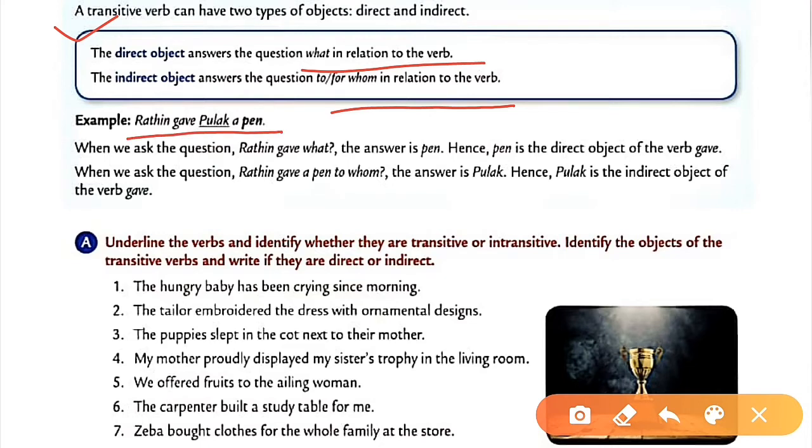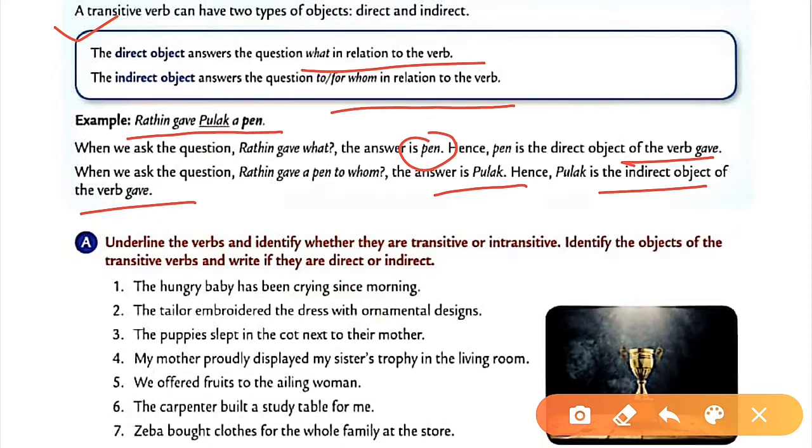When we ask the question, Rathin gave what? The answer is definitely pen. Hence pen is the direct object of the verb give. And if we ask the question, Rathin gave a pen to whom? The answer is Pulak. Hence Pulak is your indirect object. So guys, I hope it is clear what a direct object and an indirect object are.